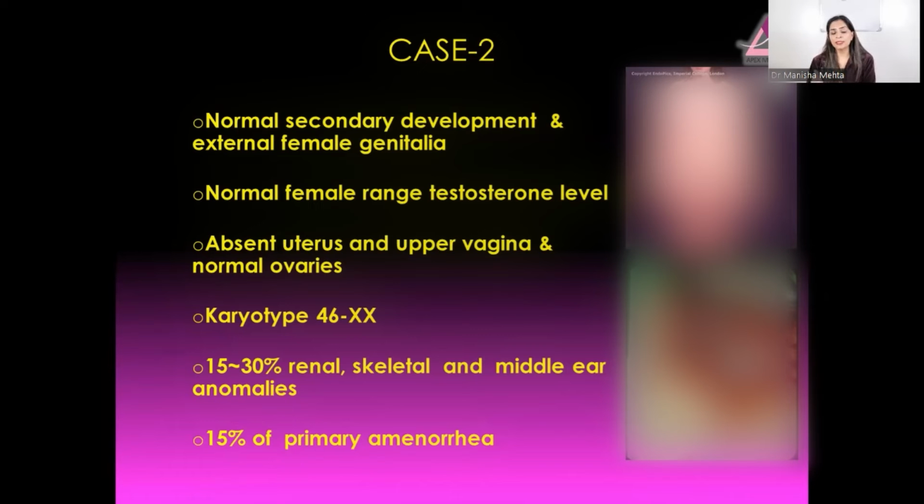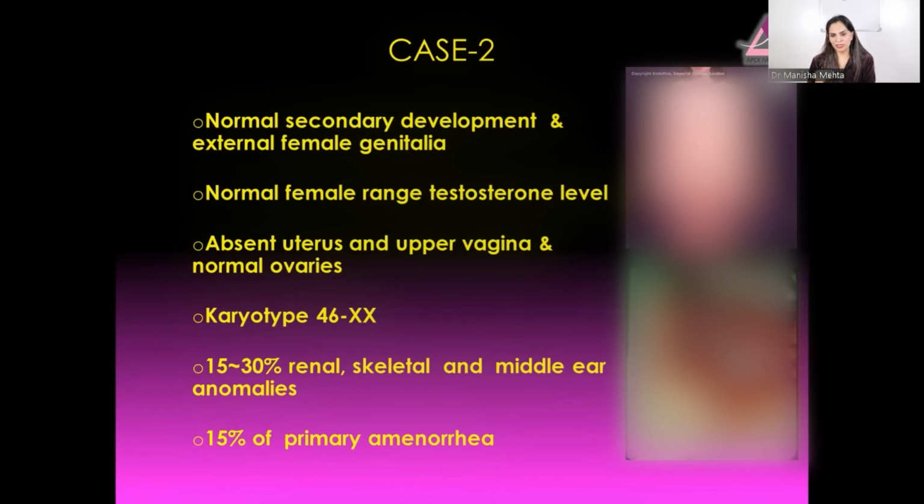If you do a testosterone hormone test with karyotyping to differentiate between the two, you can also do a testosterone hormone. So it would be in normal range because she is genetically a female. But her only problem is that her uterus and the vagina could not develop. But on ultrasonography, we see a normal ovary.